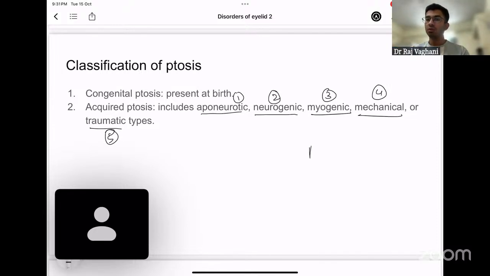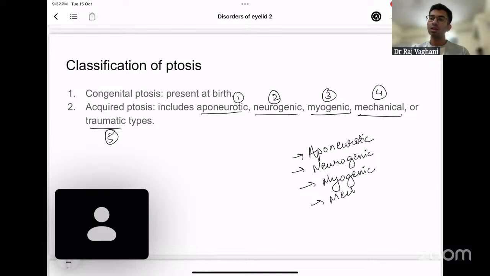I'll write it down for you: aponeurotic, neurogenic, myogenic, mechanical, and the last one is traumatic. It is written also, but it is better to write it in your own handwriting, then you will remember it more accurately. These are the five types of acquired ptosis that you have to remember. Other than these five types, we have only the congenital ptosis. So this was about the classification of ptosis.